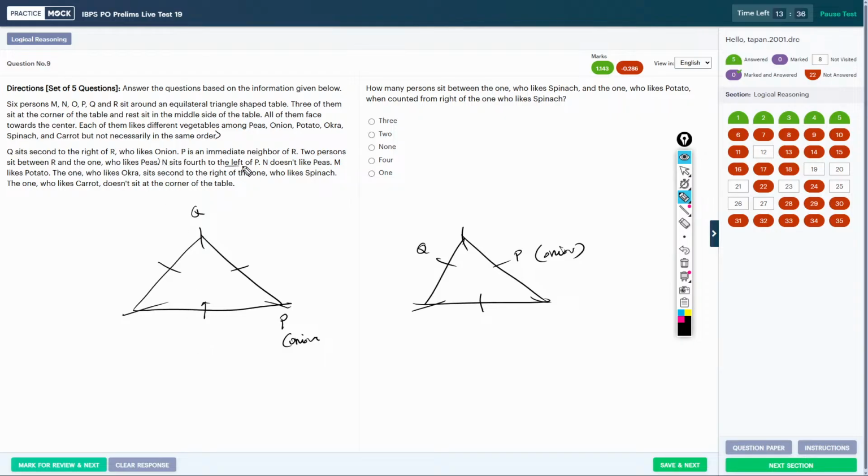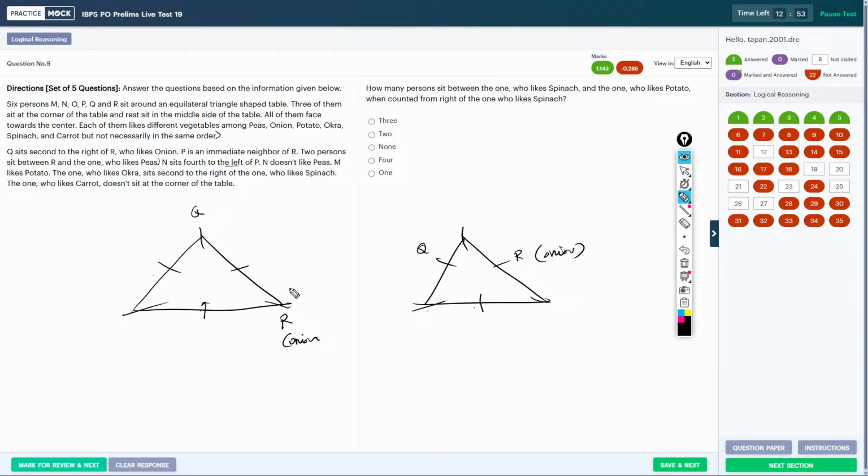Okay, N sits 4 to the left of P. 1, 2, 3. N sits 4 to the left of P. This is to the right of R. This is R. N sits 4 to the right of P. N does not like peas. 4 to the right of P, 4 to the left of P. 1, 2, 3. N. 2 sit between R and peas. N does not like peas. Definitely something is going wrong.